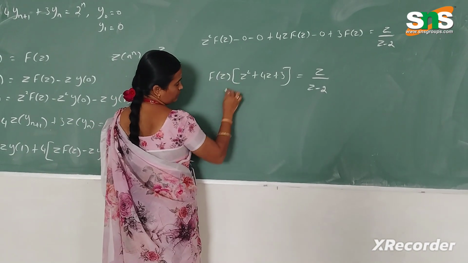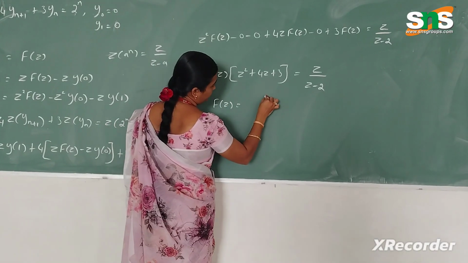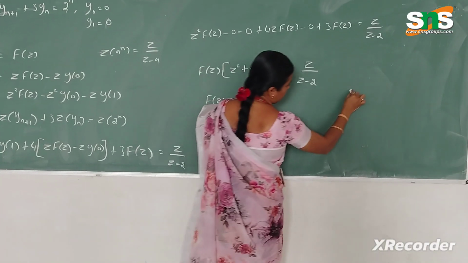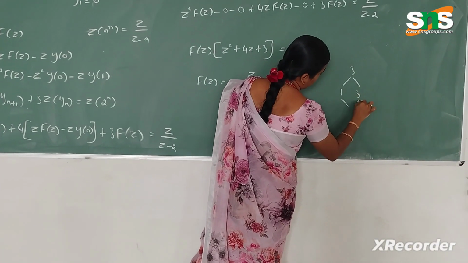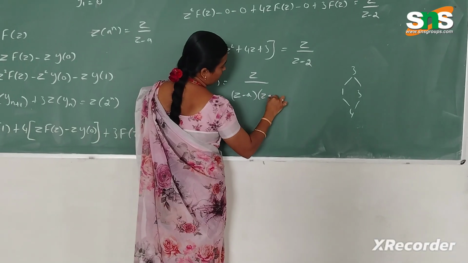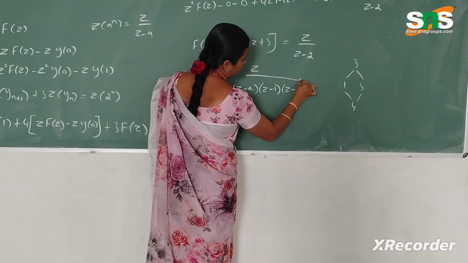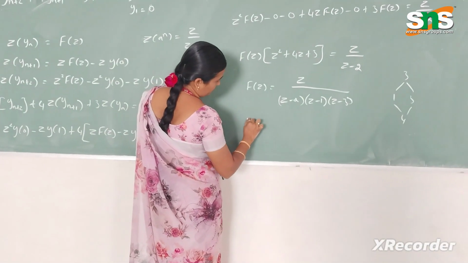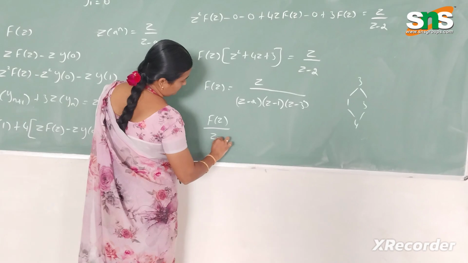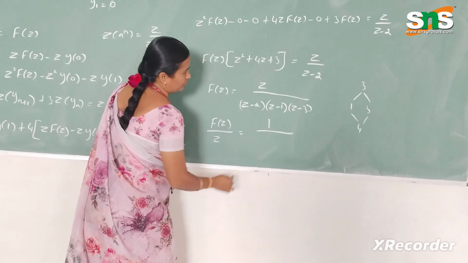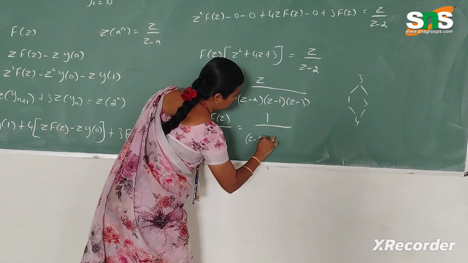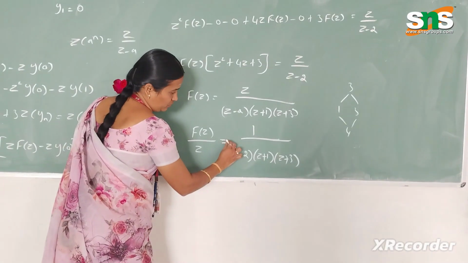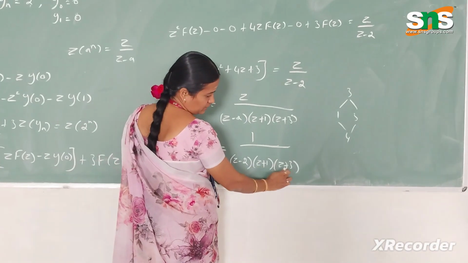Okay, so this is a quadratic equation. So F of z into, so what is 3? 1 3s are 3, so 4. Therefore z plus 1 into z plus 3. So these are all factors. Now F of z by z is equal to 1 by z minus 2 into z plus 1 into z plus 3.